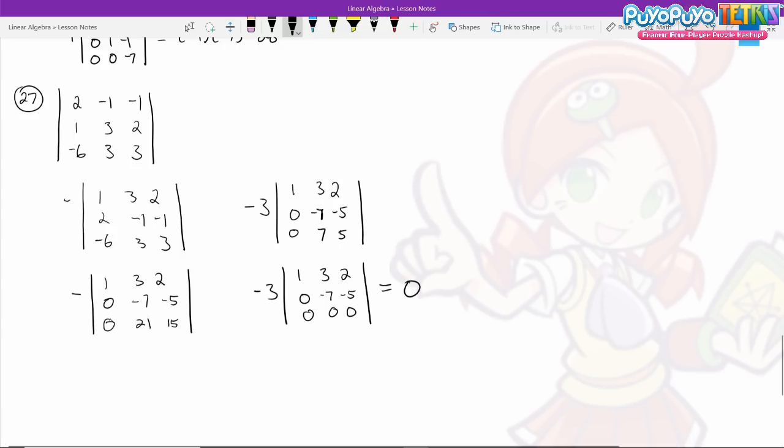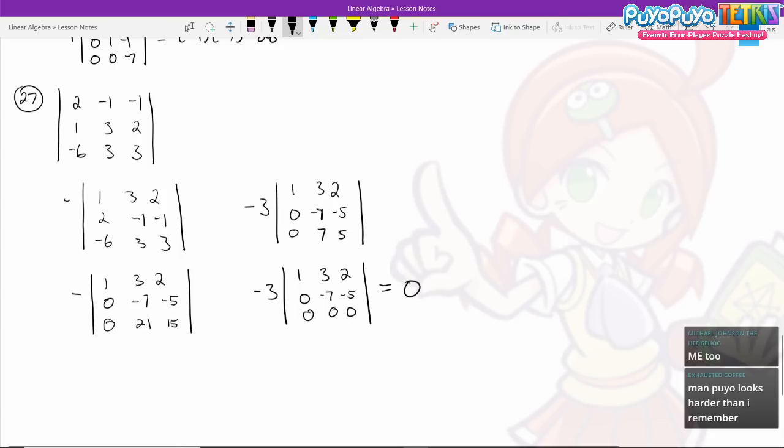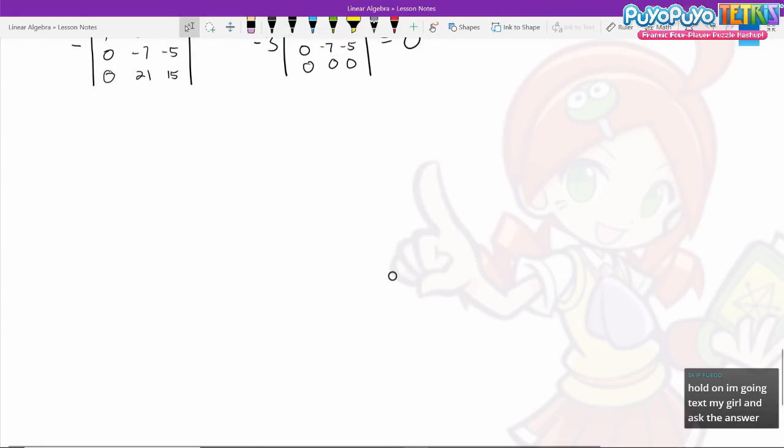Determinant 2, negative 1, negative 1, 1, 3, 2, negative 6, negative 6, 3, 3. Alright, it's 0. Okay, cool. I didn't have to solve the whole problem. Okay. Next one.